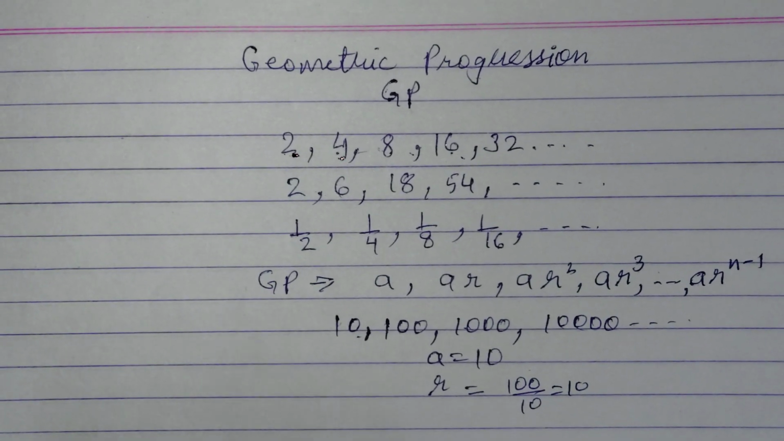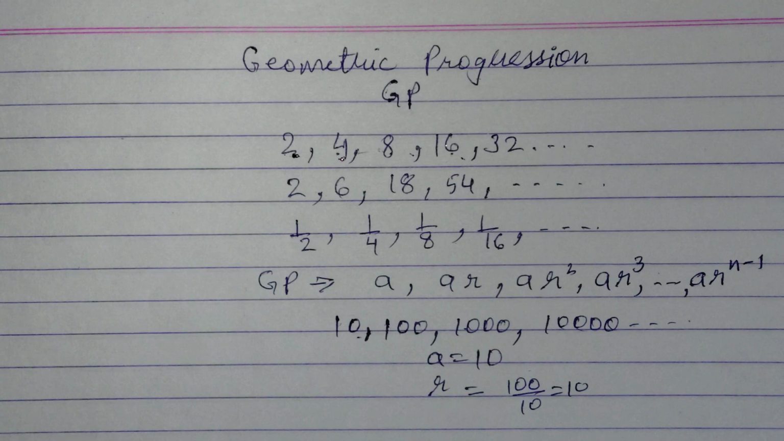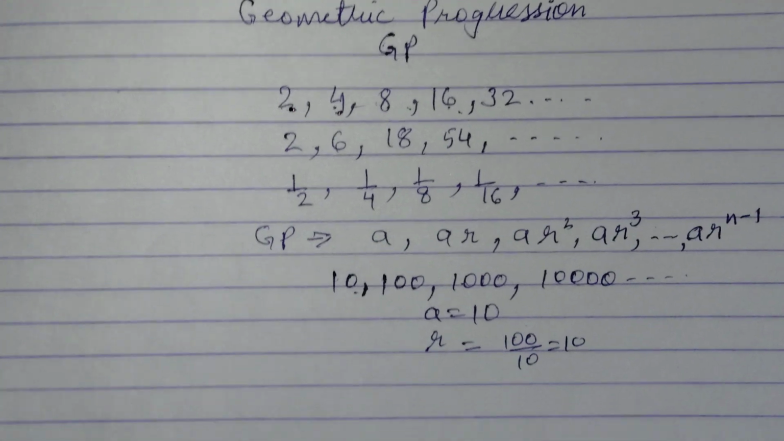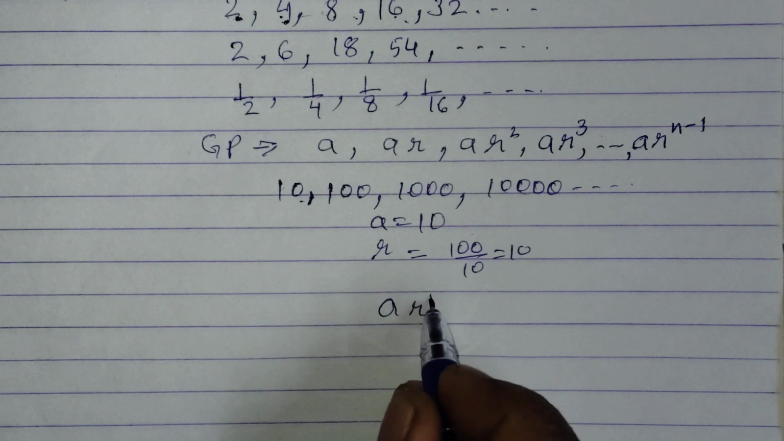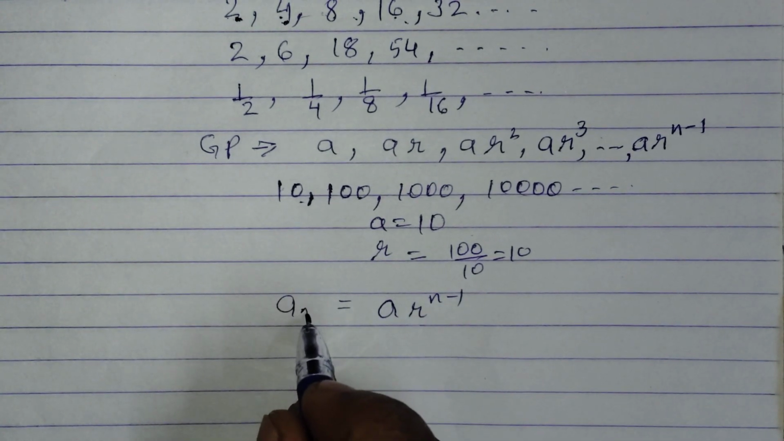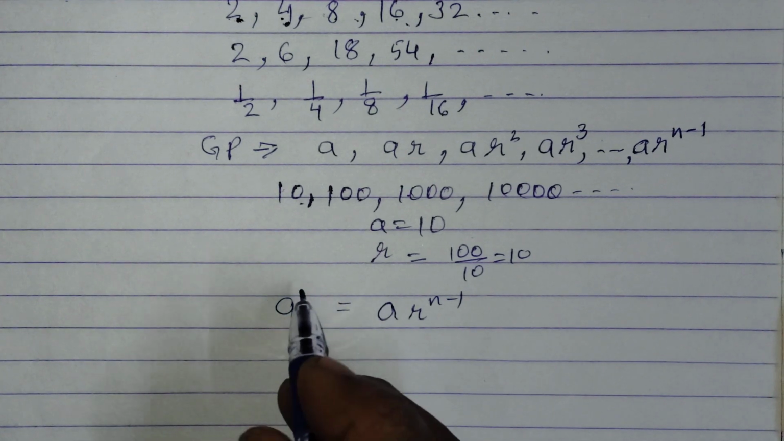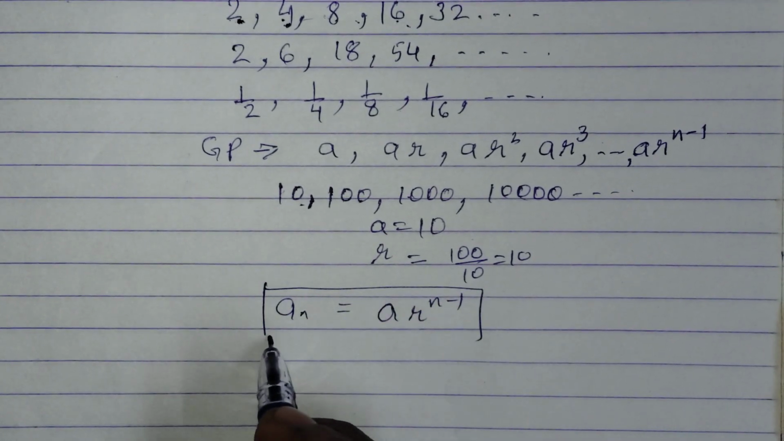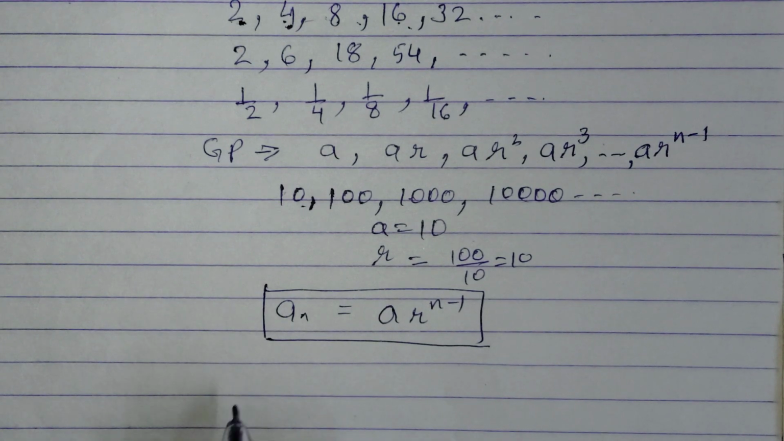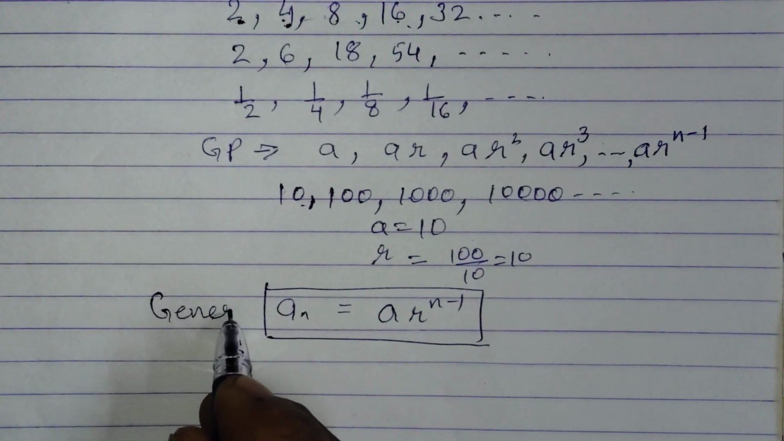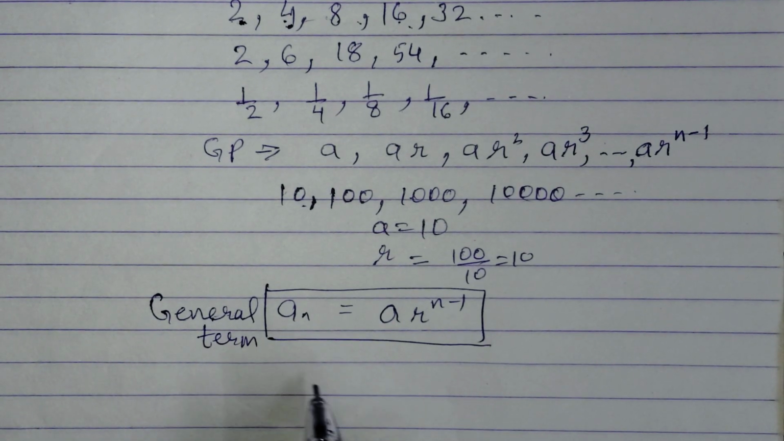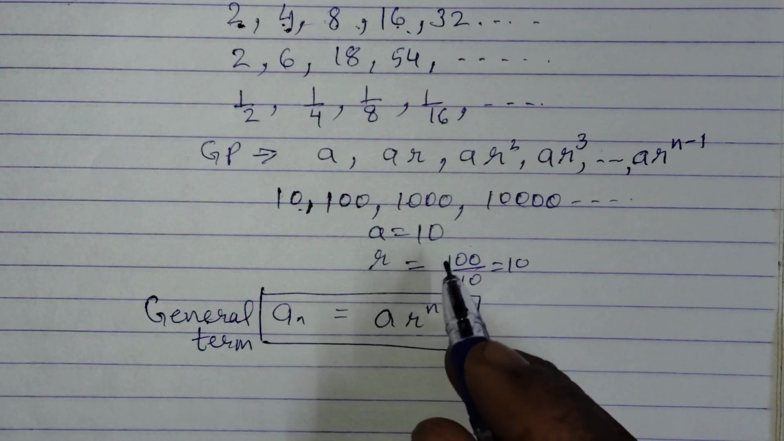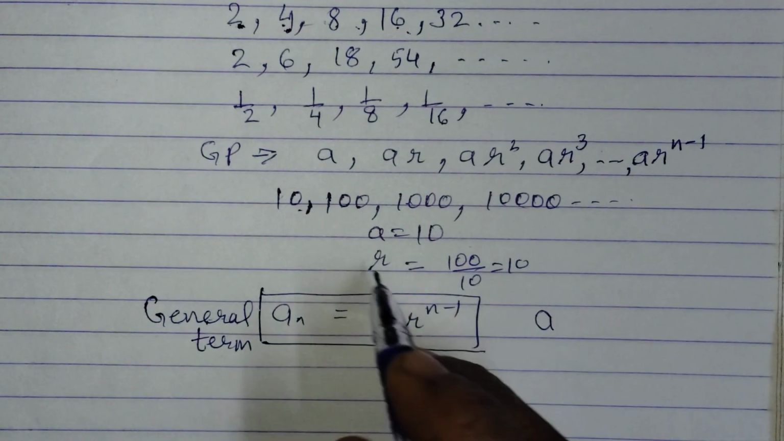So in this way, we select A as first term, R as ratio of two consecutive terms. And the general formula for GP series is AR^(n-1). This is the nth term formula. This is the general formula for GP. So we write it in a rectangle. This is a formula, and a formula is always written in a rectangle. So this is the general term of GP.